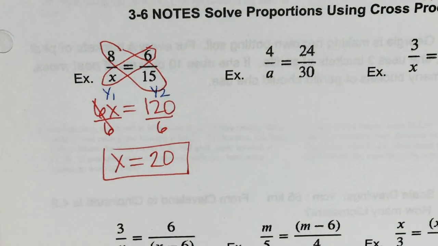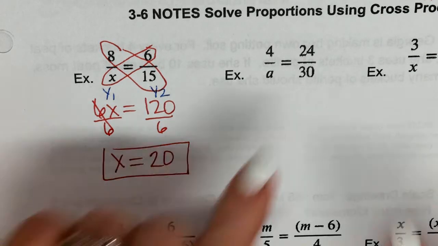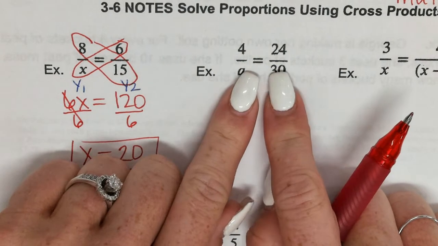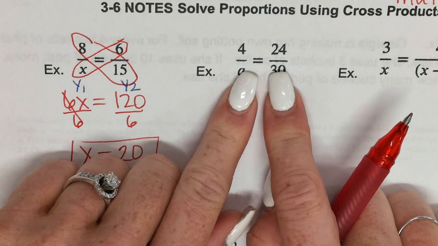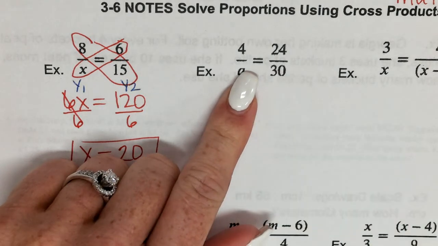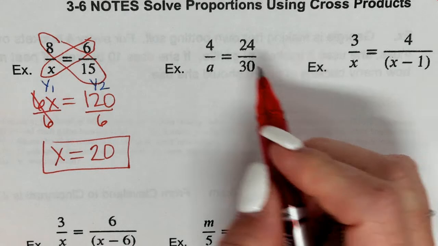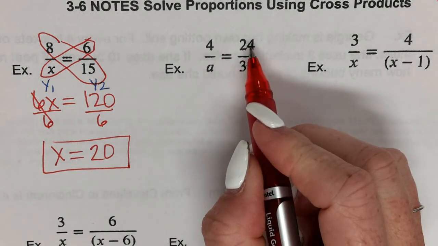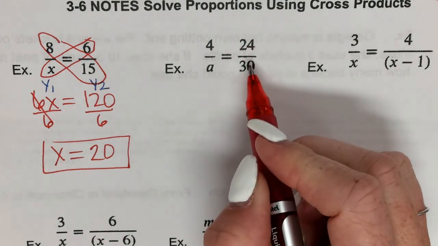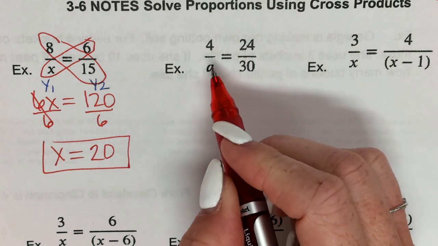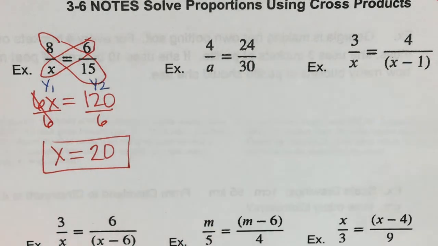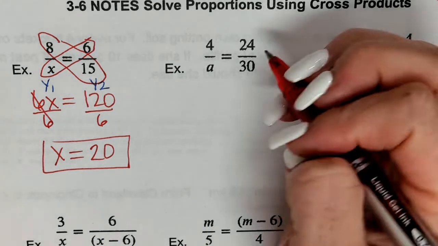Do y'all all understand that you cannot put this in your calculator? You have to do the cross product first. All right, let's try number 2. Do y'all already see the answer? Y'all should. How do you get from 4 to 24? 6. So I'd have to go backwards, so 30 divided by 6 is? So this is like a 6th grade problem, right? But we're going to do it the algebraic way and cross multiply.